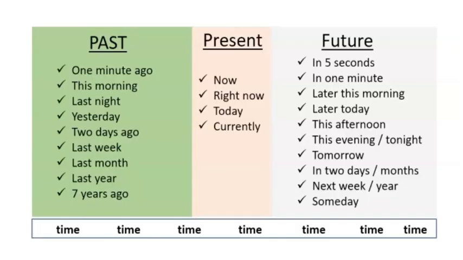Past is anything that happened before now, right now. So it could be 5 seconds ago or 1 minute ago, this morning, last night, yesterday, 2 days ago, last week, last month, last year, 7 years ago, 1,000 years ago.